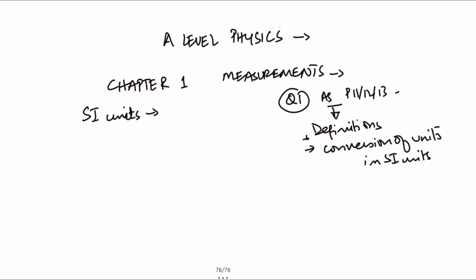First one, length. For length there is meter, and the short form is m, right? Then mass, we have kg, kilogram. For time, seconds.